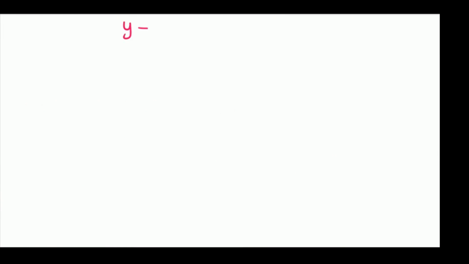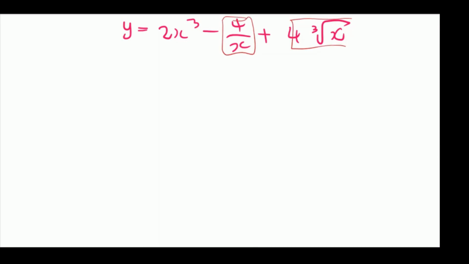So we have y equals 2x cubed minus 4 over x plus 4 cube root of x, right? So the first thing is we need to write down our expressions properly. This expression, we need to write it properly, and this expression, we need to write it properly, right? So first thing we're going to do is say y equals 2x cubed minus 4x to the power minus 1.